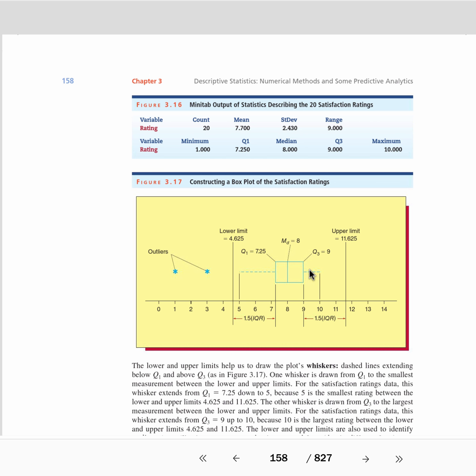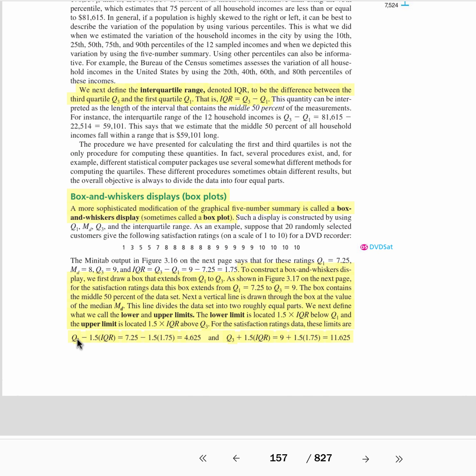Now the whiskers, those dotted lines over here, how are they calculated? The whiskers come after you find your limits using the interquartile equation: quartile 1 minus 1.5 times the interquartile range, and quartile 3 plus 1.5 times the interquartile range. So you have those two numbers here, 4.625 and 11.625, the lower and the upper.